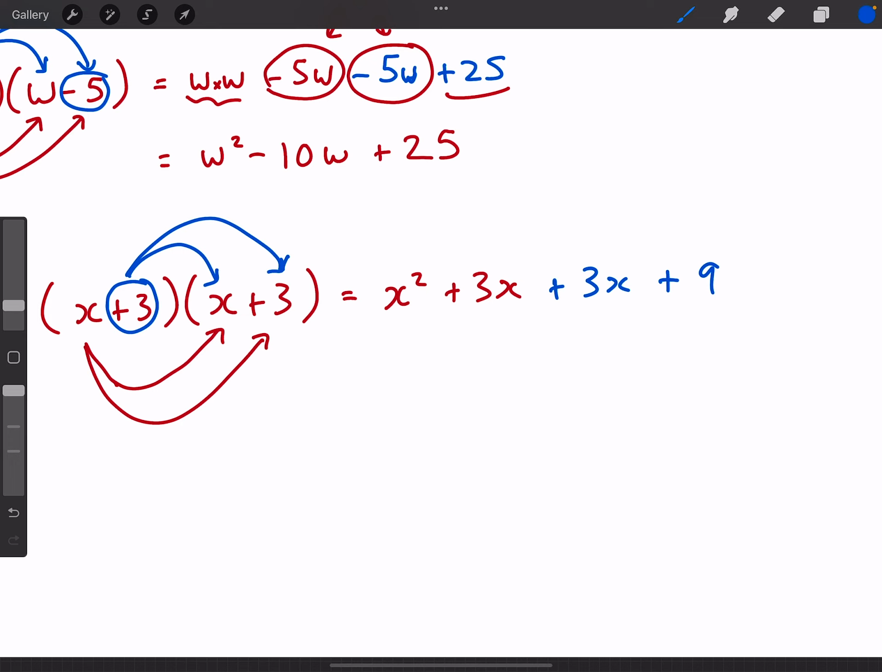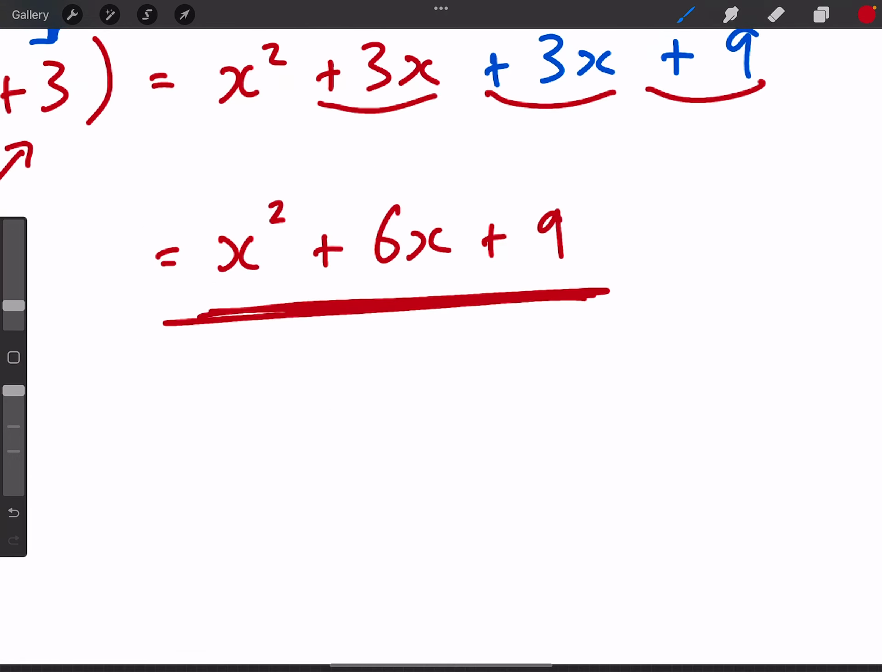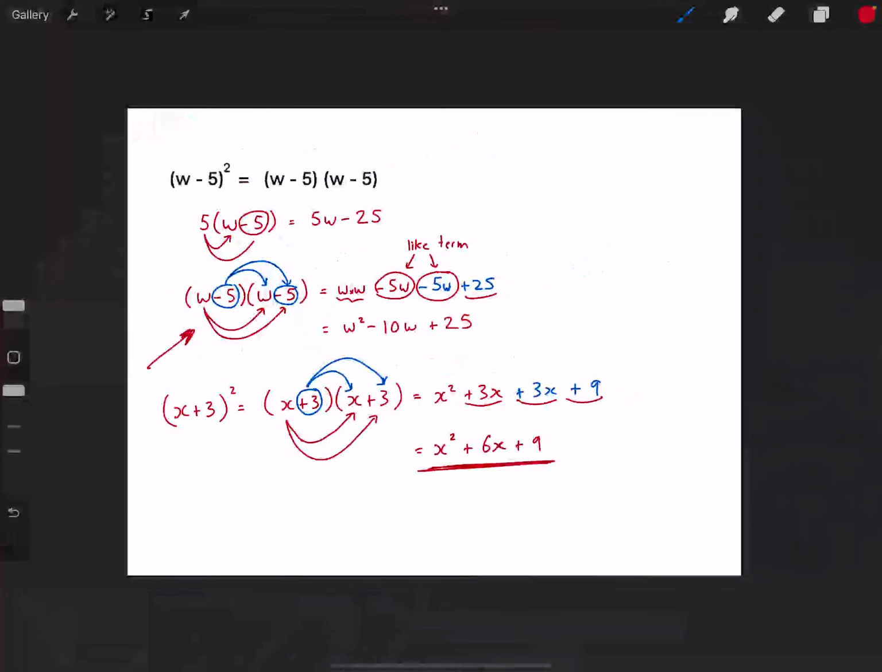So now let's simplify this. You've got x squared. Now plus 3x and plus 3x, these are like terms. So that means plus 3 plus 3 is plus 6, so that's plus 6x, and then plus 9. Okay, so this is our actual answer. We can't simplify this any further because these are all non-like terms. You can't add any of these, so you have to leave the answer as it is. Okay, hope that helps.